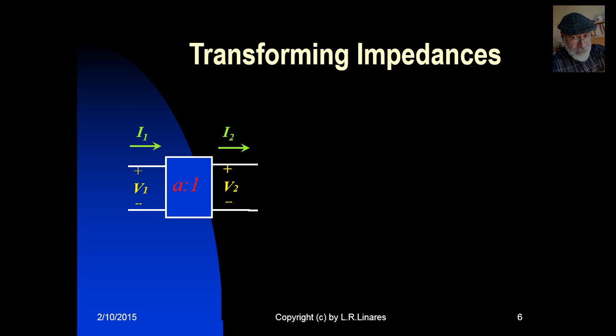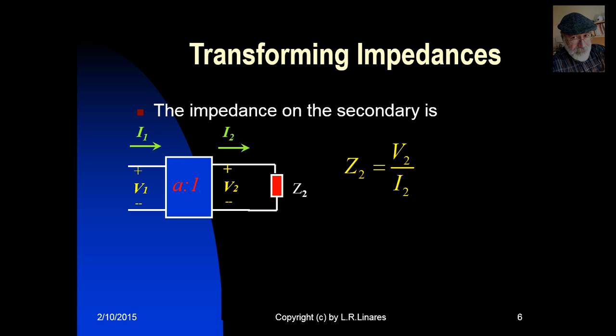Now, the transformer works also for a third purpose. It transforms voltages, we saw that. It transforms currents as well, but it also transforms impedances. Let me show what I mean by that. Let's connect to the secondary an impedance Z2. That impedance, of course, is V2 over I2, Ohm's law, right? No surprise there. Z2 is V2 over I2.